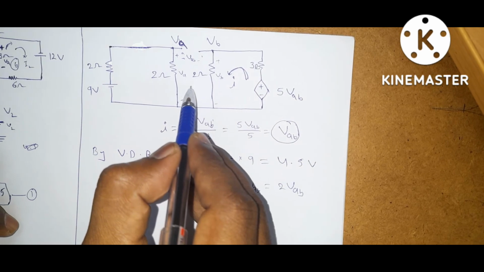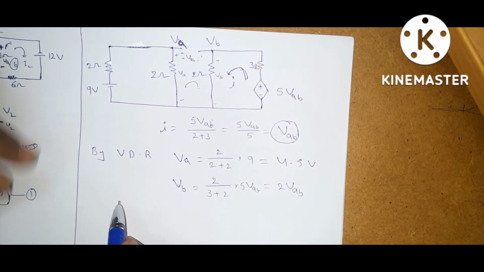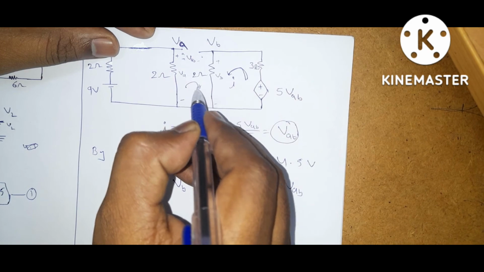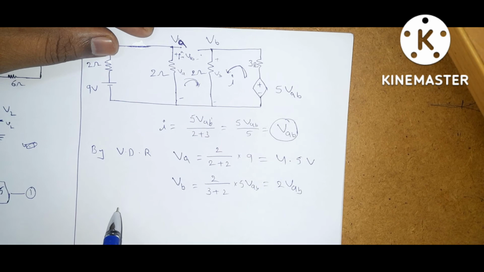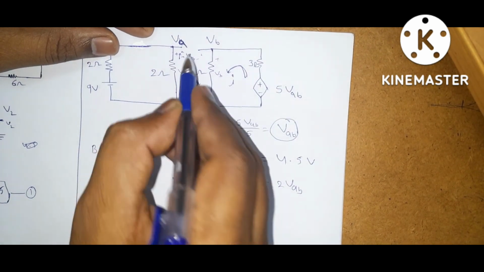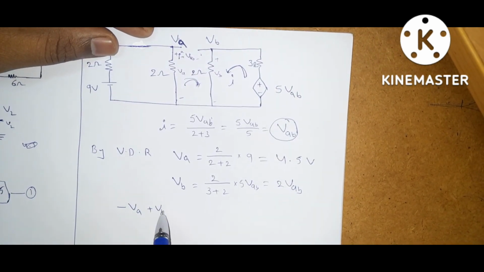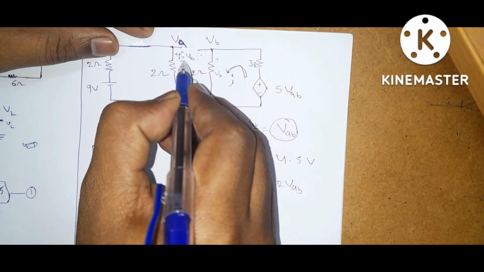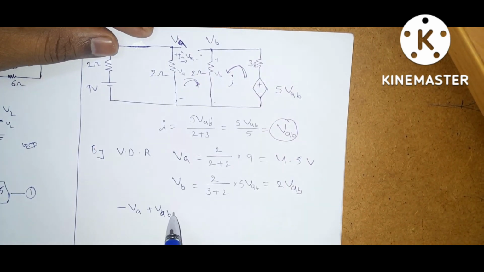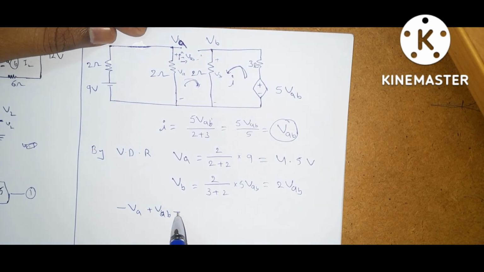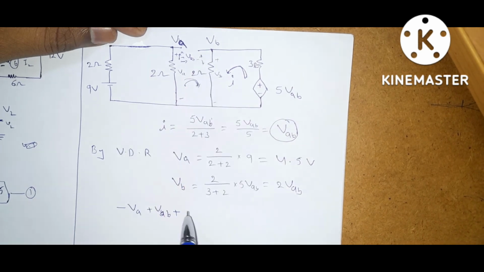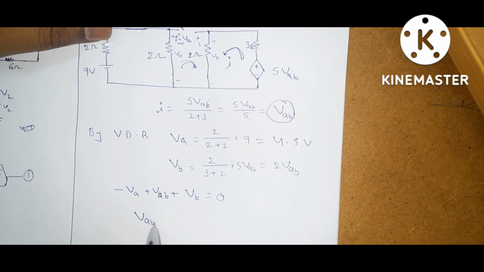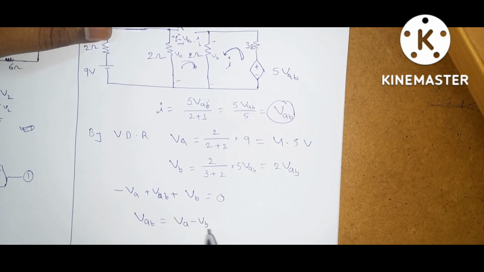Now apply KVL for this loop. So what are we getting? If current is taken like this, here current is leaving the positive terminal of VA, so let it be minus VA. Now this is plus VAB. Sorry, here current enters the positive terminal of VAB, so it is plus VAB. Next, plus here also current enters the positive terminal of VB, so VB is equal to 0. From this, VAB is equal to VA minus VB.